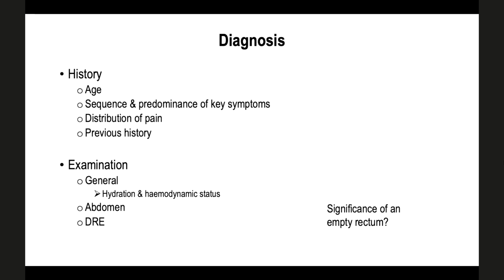When you examine these patients, it's very important in your general examination to look at the hydration. We will be looking at hydration again later and their hemodynamic status. Obviously, your abdominal examination is key. I've told you the key things that you need to see. And you need to do a digital rectal examination because that gives you a clue also about where this obstruction could be.